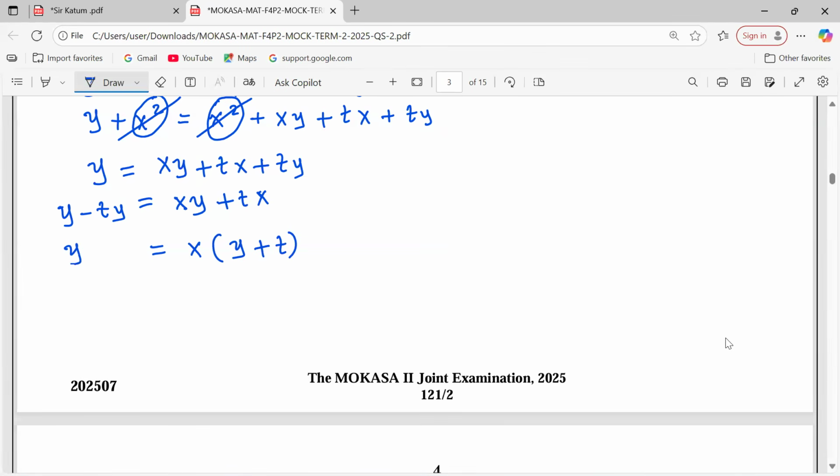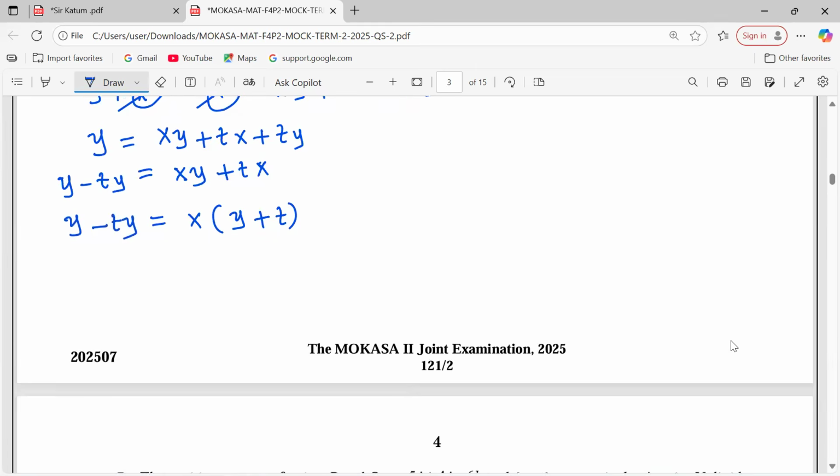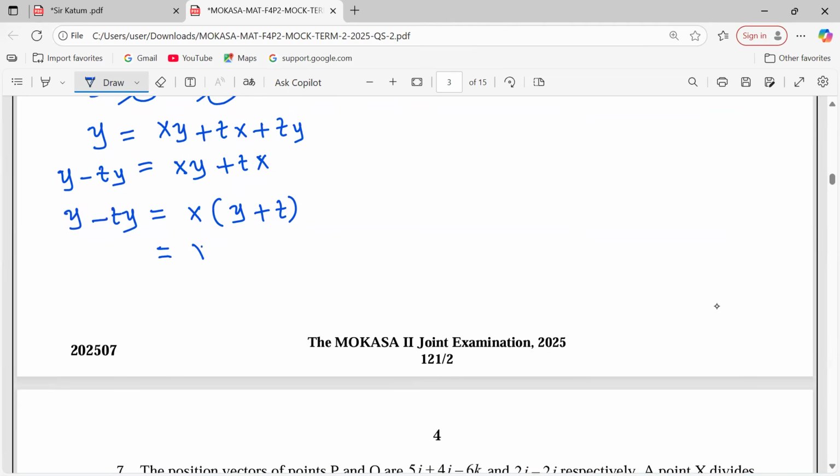Then here we are having y minus ty. That way. How can we remain with x? We divide through by whatever multiplies x. So y, and it's also good to know that we can still factorize this. y plus t, that way. So the value of x equals y into 1 minus t, out of y plus t.